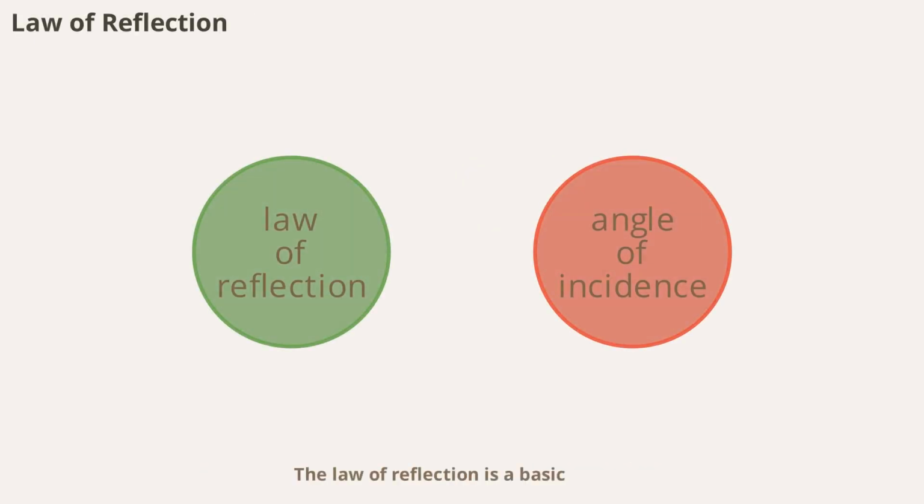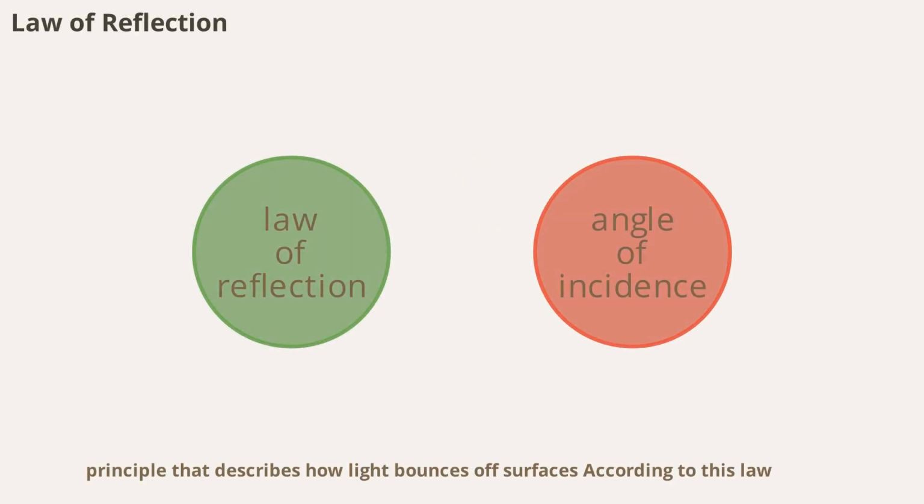The law of reflection is a basic principle that describes how light bounces off surfaces. According to this law, the angle at which light hits a surface, called the angle of incidence, is always equal to the angle at which it reflects away, known as the angle of reflection. This rule applies to all types of mirrors, whether flat or curved. Understanding this law helps explain why we see our reflection in a mirror and how periscopes and other optical devices work. Let's look closer at how this law shapes our daily experiences with light.